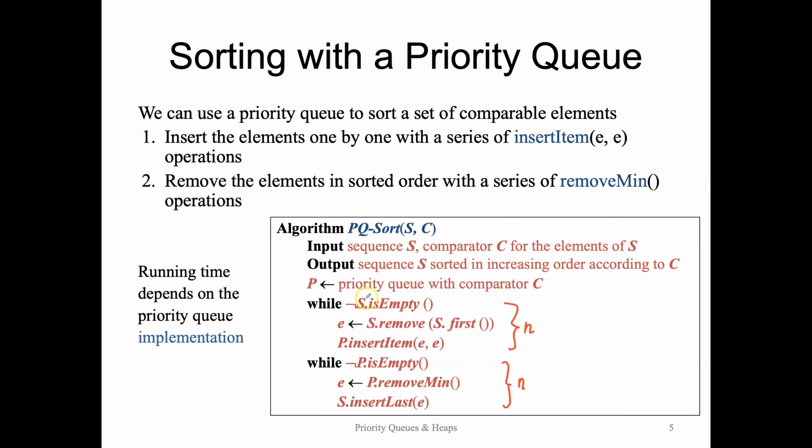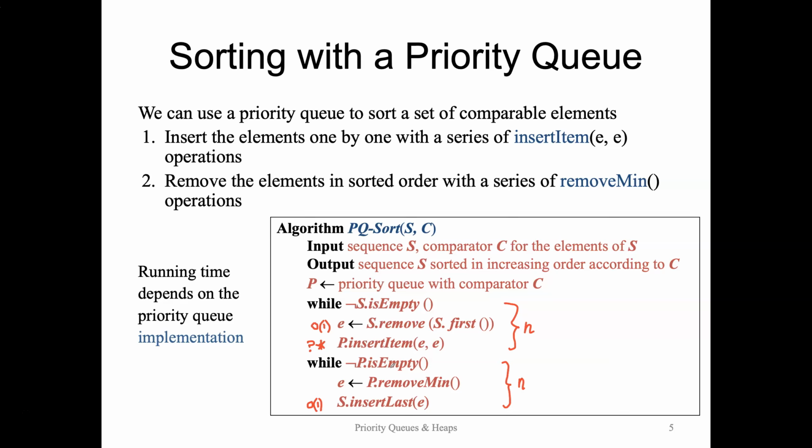So for example, we have a sequence, we access the first element, we remove the first element, and we store that in a variable. We know we can do this in constant time, and we can check if our sequence is empty in constant time. But how long insert item takes, we don't know yet. It depends on how we implement this. Similarly, we know that inserting into the last position of a sequence, we can implement this in constant time. You can go back to the videos on sequences to see how we can do this. And we can check if our priority queue is empty, we can do that in constant time.